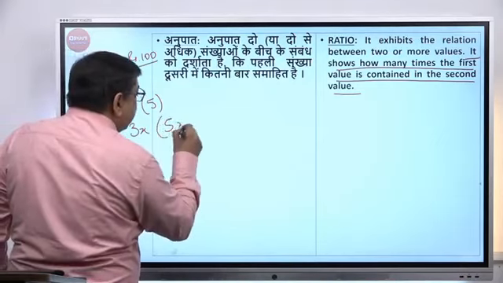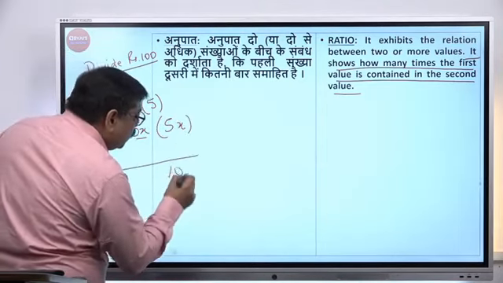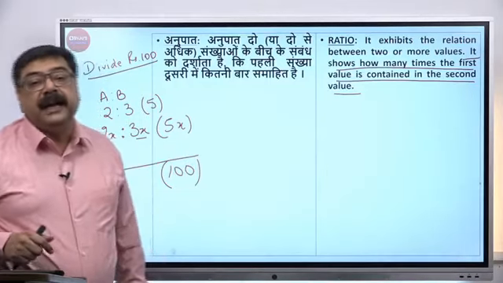See, the total that is coming out, the sum of 2x and 3x is 5x. You know that rupees 100 is the total amount which needs to be divided between A and B.